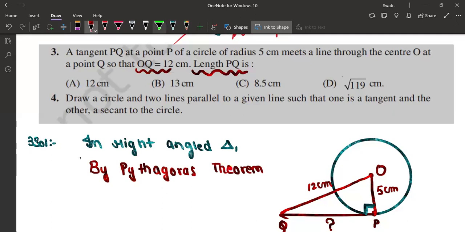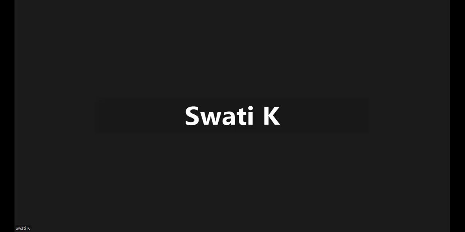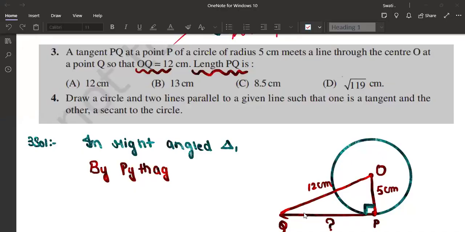Manya, right? Okay, so now tell me, what does the Pythagoras theorem say? What square is equal to the square of what plus the square of what? Was it not hypotenuse square equals perpendicular square plus base square? Perpendicular is the height only, Manya, right?